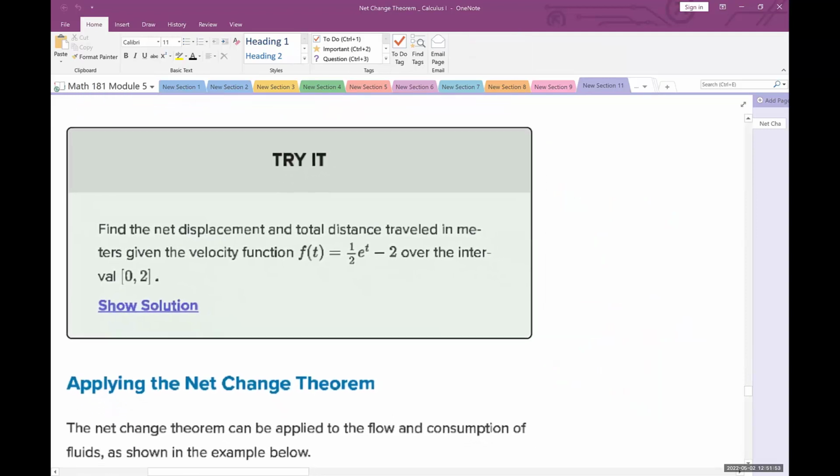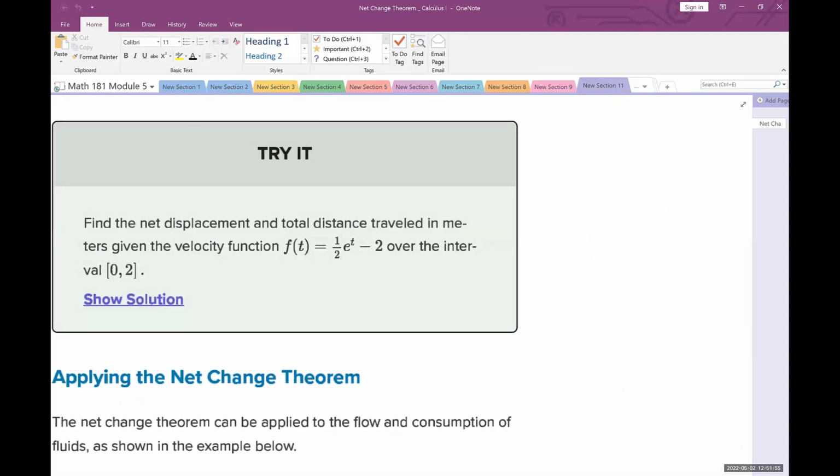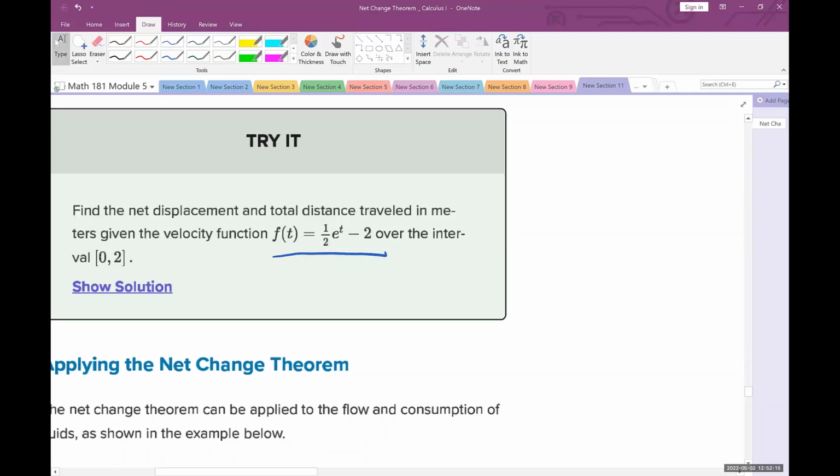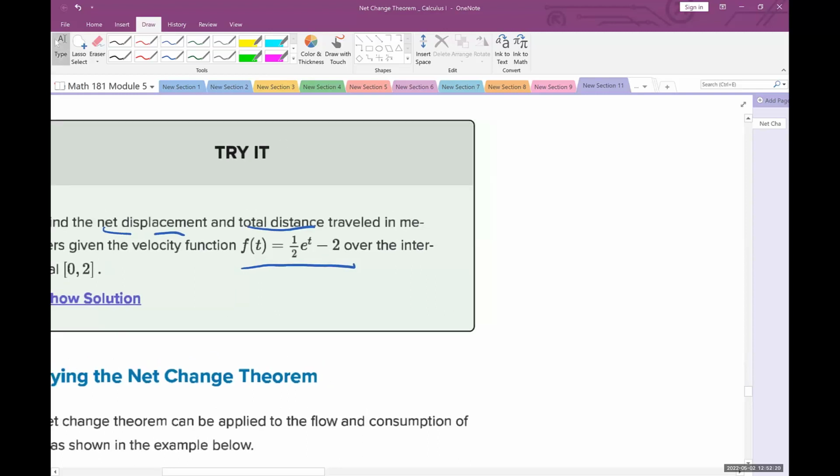Find the net displacement. So net displacement compared to total distance. This is the first approach for the function f of t equals 1/2 e to the t minus 2 over 0, 2. Oh, and they also want both net and total. So our net displacement is just going to be the integral from 0 to 2 of 1/2 e to the t minus 2 dt.